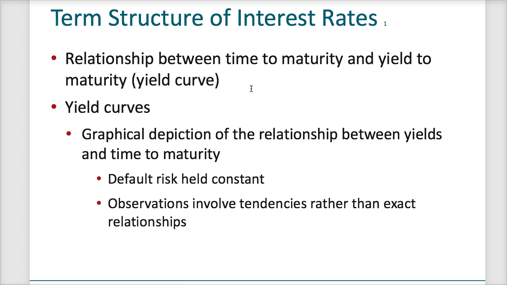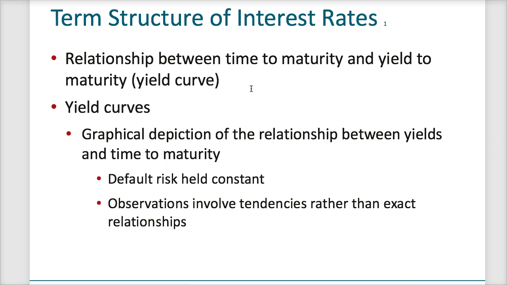So there's a big relationship between time to maturity and yield to maturity. Time to maturity is really how long before the bond matures. So you could have a 30-year bond. It could be in its 14th year, which means there's 16 years left to maturity.